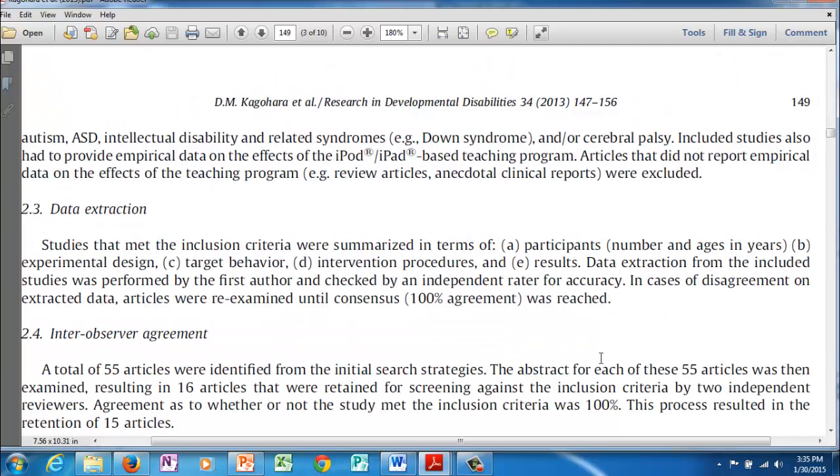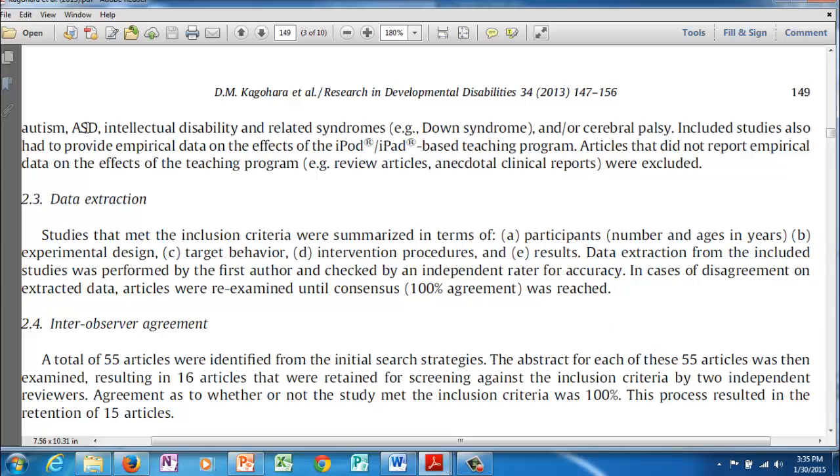Here they defined developmental disability as autism, ASD, intellectual disability, or related syndromes like Down syndrome and cerebral palsy. Here they also say included studies had to provide empirical data on the effects of the iPod-based teaching program. So articles that did not report empirical data on the teaching program were excluded.